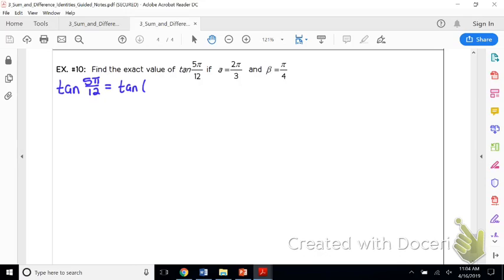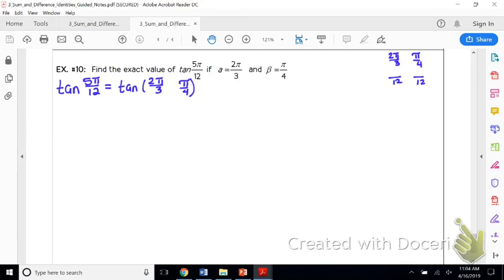So we're going to have tangent of 2 pi over 3, I'm going to skip the sign, and pi over 4. We've got to figure out are we going to add or subtract them. So I'm just going to come over here on the other side. And so we're going to do 2 pi over 3 and pi over 4. We need to get a common denominator, right? Which is 12.